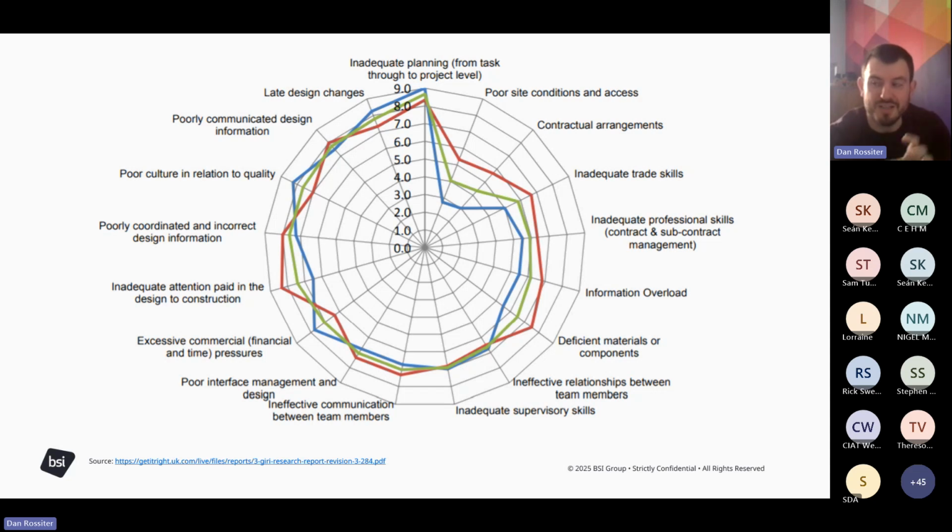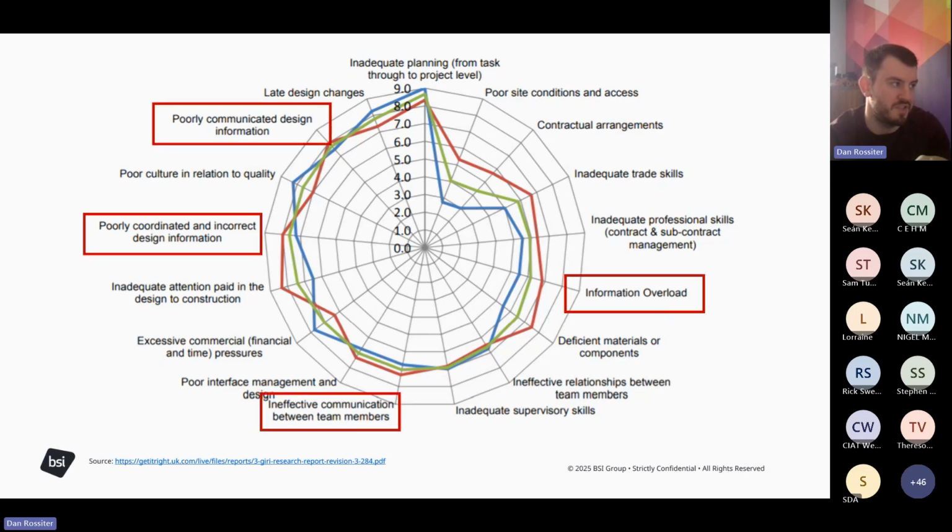GIRI are the Get It Right Initiative. They did a fascinating piece of research around the root cause of failure on construction projects. They effectively went out and surveyed a lot of construction professionals to find projects where things went wrong, and then worked with them to work out why those things went wrong, and then tabulated this radar diagram showing some of those various bits and pieces.